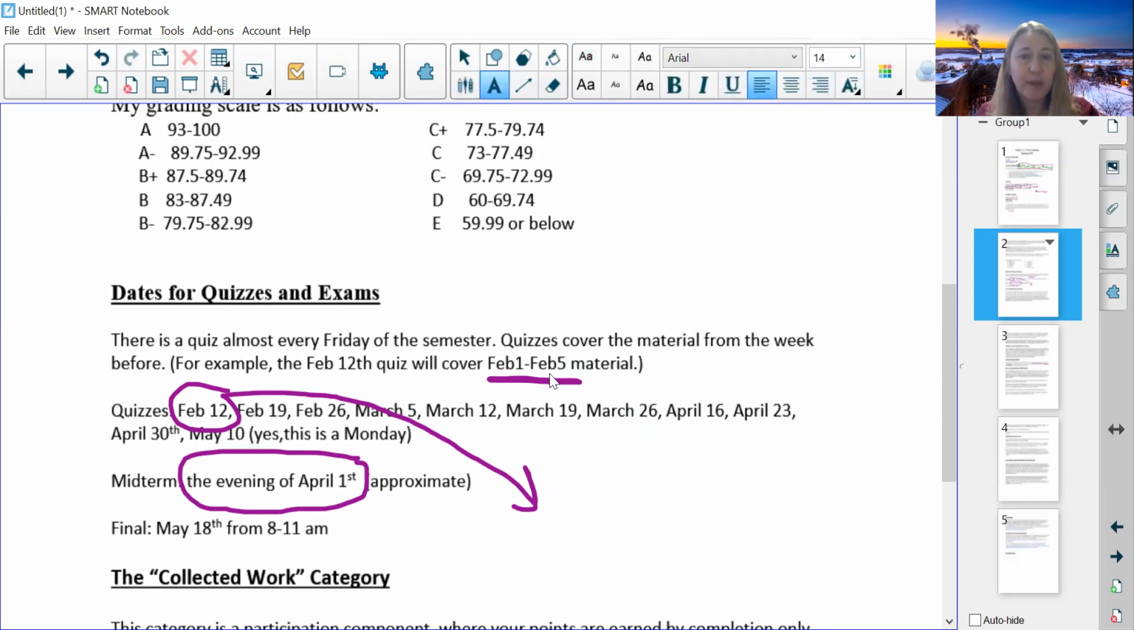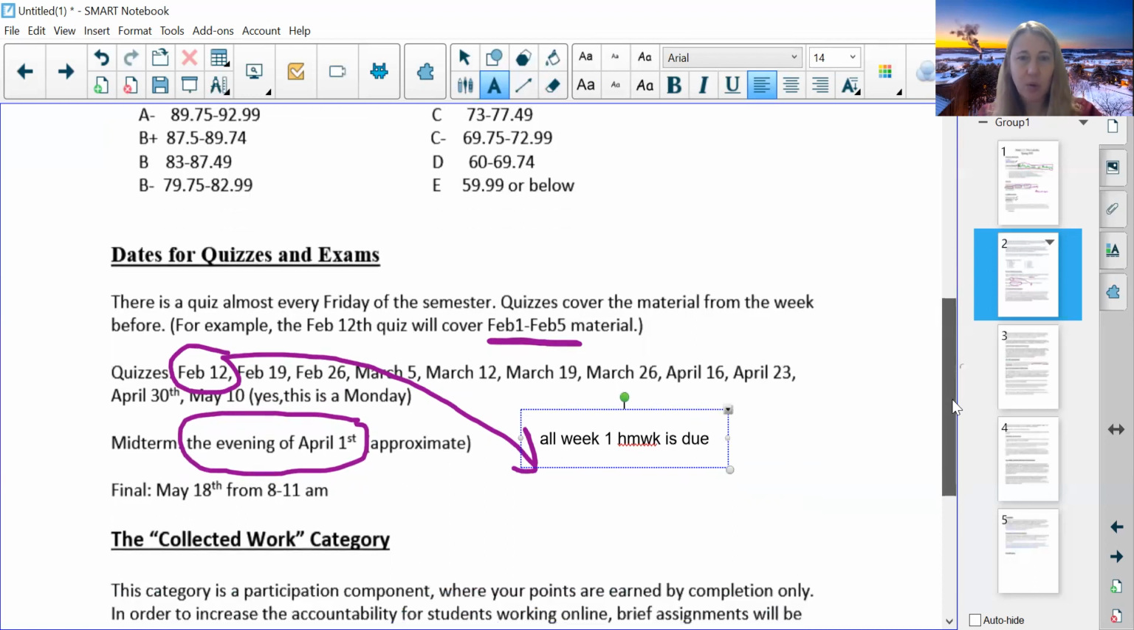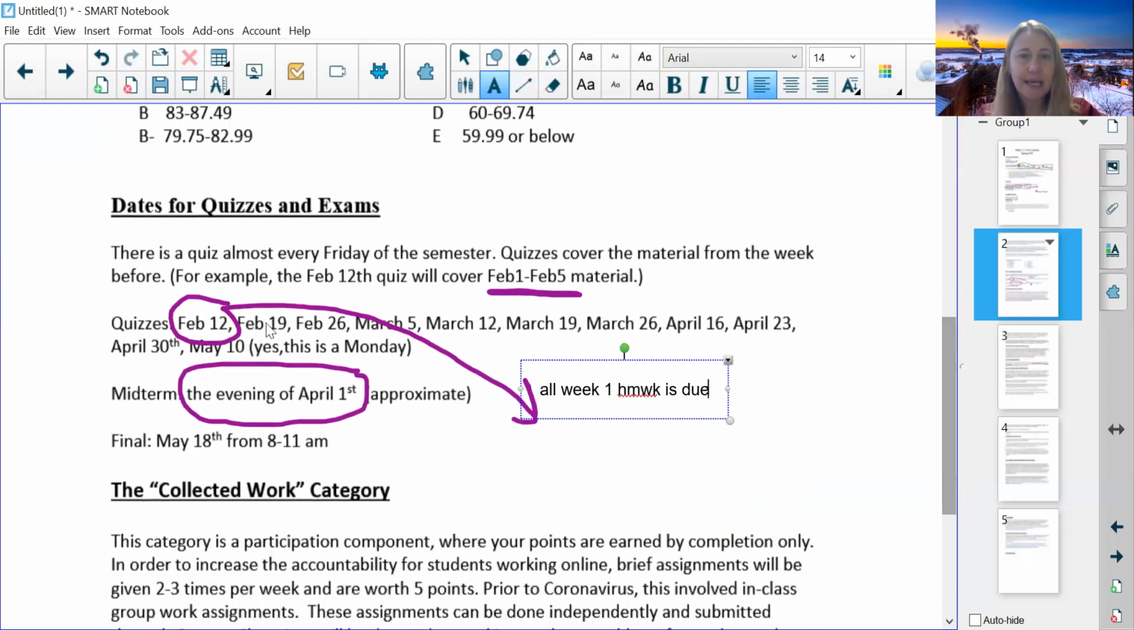On February 12th, when you will be tested on the week 1 material, all week 1 homework is due. There will be an open assignment on Canvas that says week 1 homework, and you'll submit all of the 3 or 4 week 1 assignments in a single PDF document in that assignment on Canvas. Every single date that there's a quiz, the homework assignments associated with that quiz will be due on the day of the quiz.